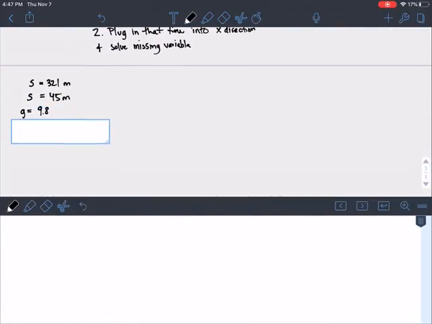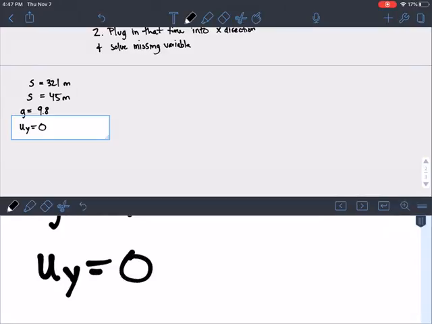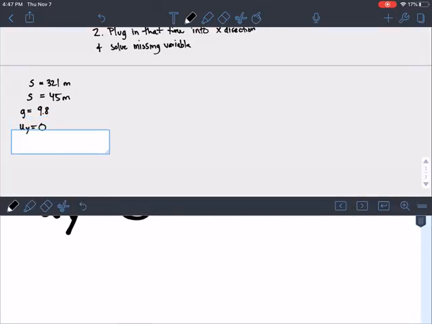We also know that the initial velocity in the y direction, right, we're going to be flying horizontally, staying at the same altitude, so we know that uy is equal to 0. We want to know how fast must we be flying in the x direction in order to land this box in the safe zone.